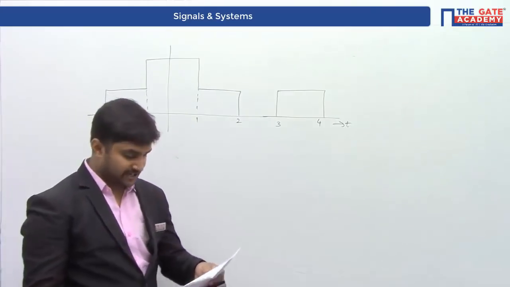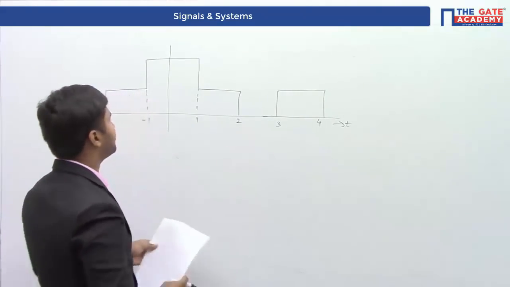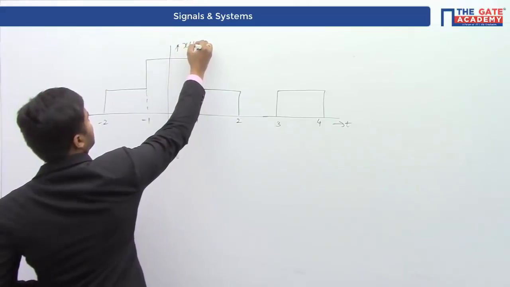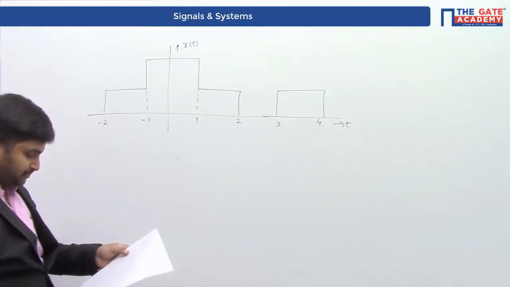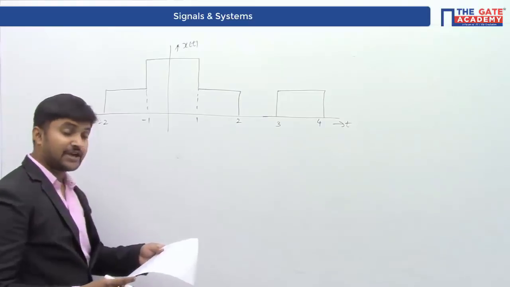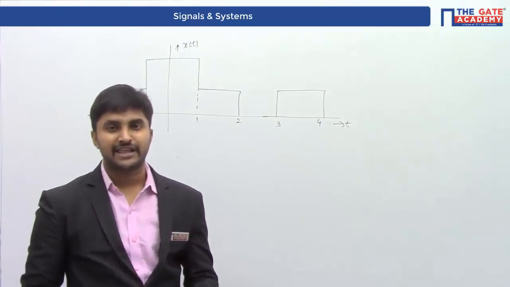So we have to find the Fourier transform of the signal x of t. This is the first part of the question. And part B is that we have to find the area of x of omega.